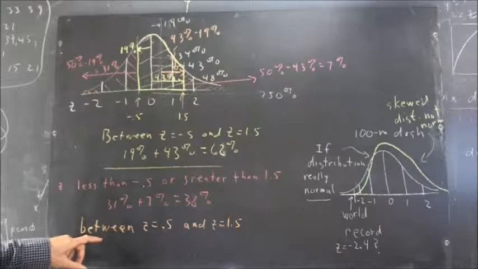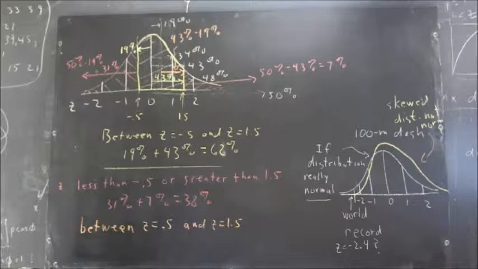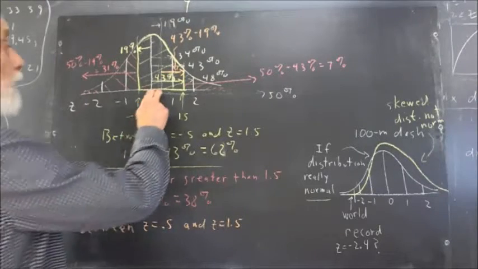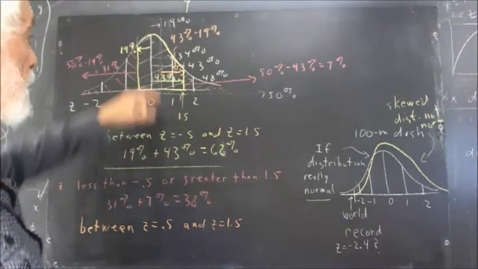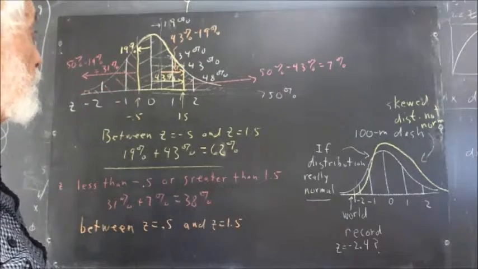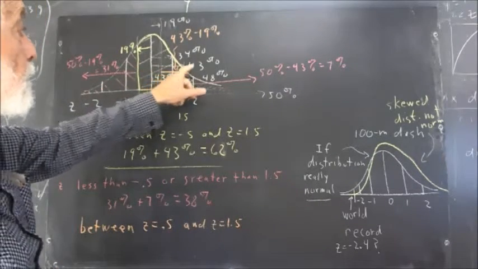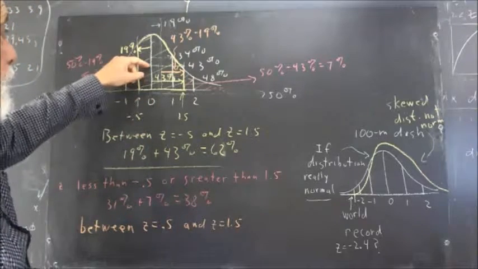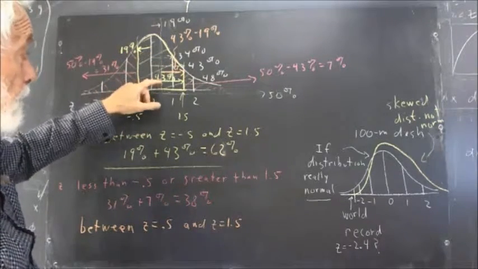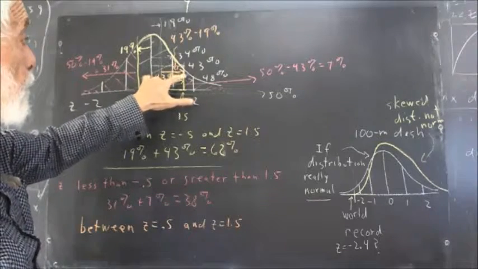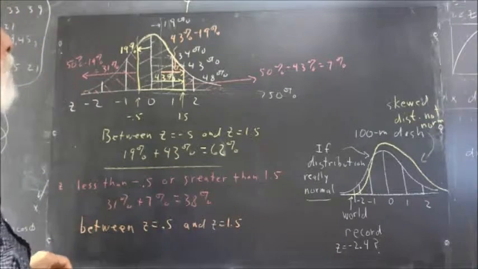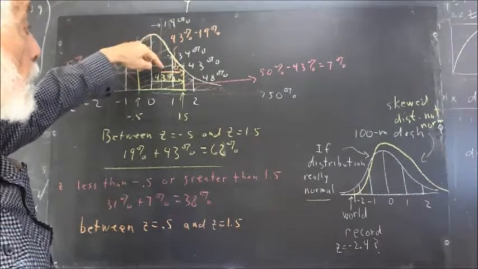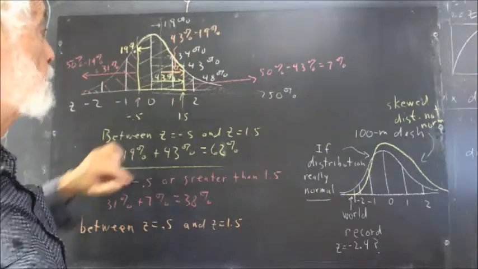What about the number between 0.5 and 1.5? Well, okay, between 0.5 and 1.5, here's 0.5 and here's 1.5. It'd be from here to here. Now, what percent of the total curve is that? Well, from the middle out to here is 43%, and from the middle up to here is 19%, so it should be clear that this region is the 43% minus the 19% that we have here. And I've written that up here, 43% minus 19% between here and here.